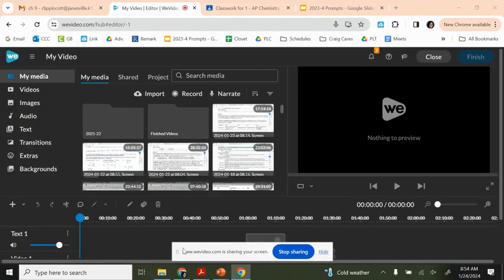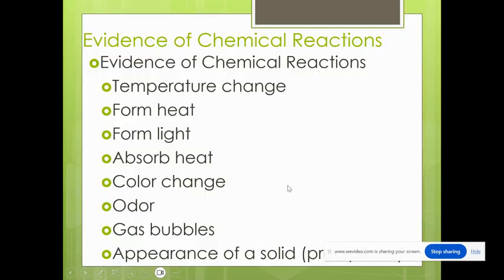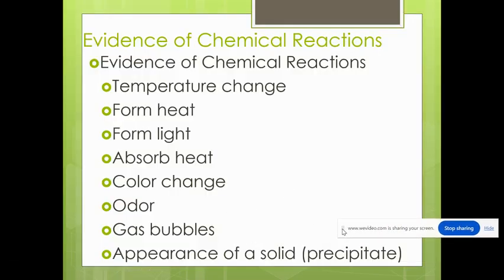We talked back in chapter 3. It's been a while, you guys. We talked back in chapter 3 about evidence of a chemical change. And I just actually copied this slide right from that presentation. Okay. We have a temperature change. We form heat and light. I mean, think about like a fire. If you create a fire, all three of these things are happening.